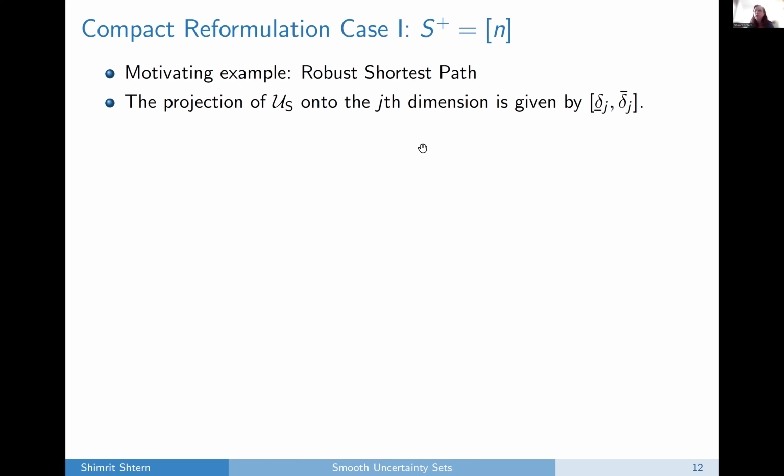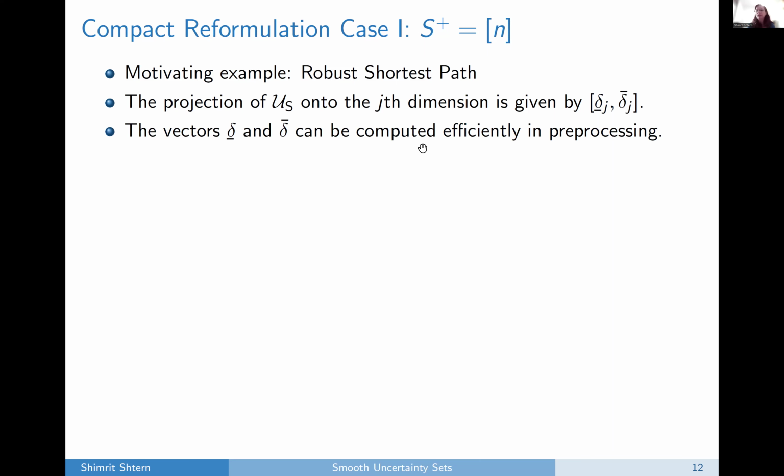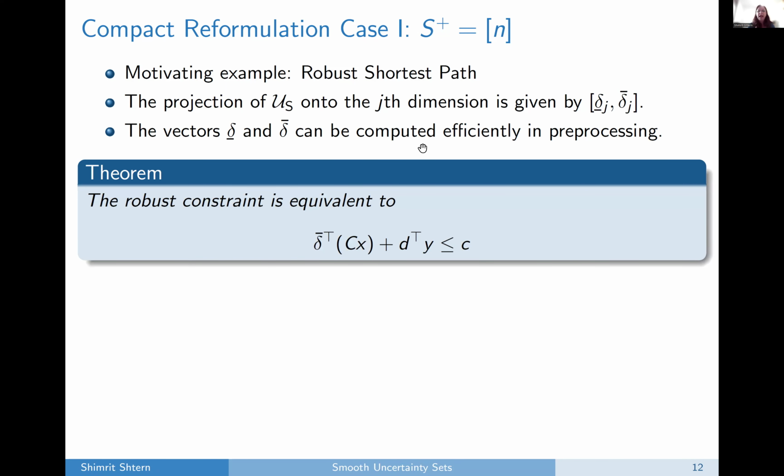So the key element of finding a compact reformulation for this problem, for this type of constraint, is the fact that we can compute the projections of the smooth uncertainty set on the J dimensions very easily. They, of course, are given by a segment because we have a convex uncertainty set. So projecting it onto one dimension will always give us a segment. But the segments can be computed efficiently in pre-process. So once we have the uncertainty set, we can compute these upper and lower bounds on each dimension. And the robust constraint is just equivalent to plugging in the upper bound for each index.